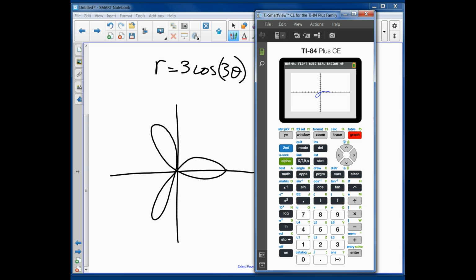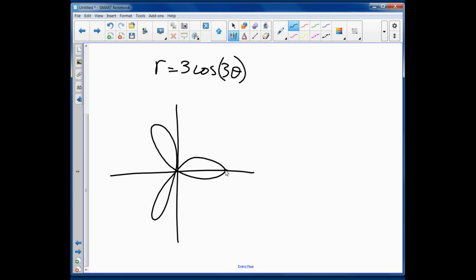Now, I need to find out from where to where, though. If all the way is 180, how many would just one of these be? 60, which is pi over 3, right? So I know that one loop of this is pi over 3. The easiest one to find is going to be this beginning one, but that starts at 0, right? So pi over 3. What if I went back pi over 6 and forward pi over 6? Would that make one leaf? Yes. One petal? Okay, so let's integrate.